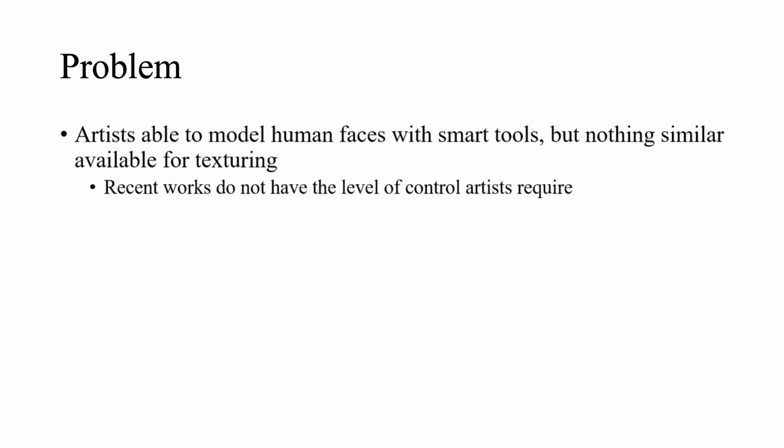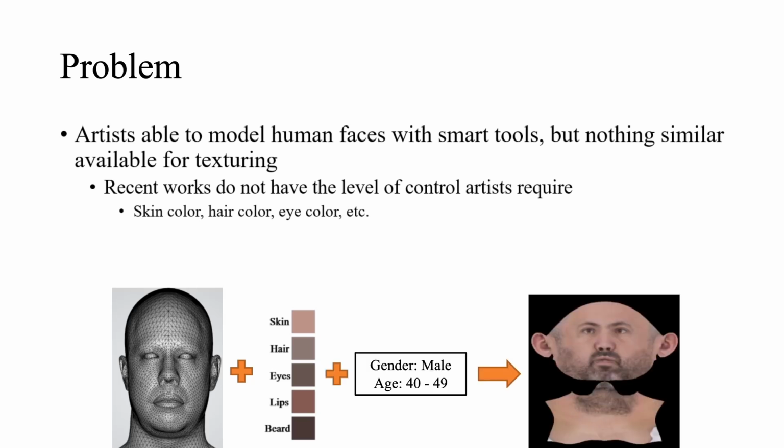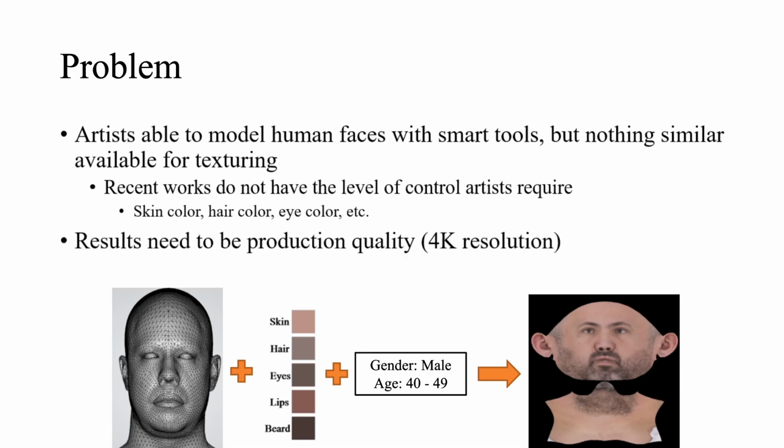Artists would like to control a texture creation tool by providing some details about the target character. These include the character's face mesh, their skin, hair, eye, and lip color, facial hairstyle, and their age and gender. The textures also need to be at 4K resolution to be able to be used in production. Finally, all of this has to be done using a limited data set of 3D scanned individuals, only 126 samples, and 10 of these are removed for the test set.